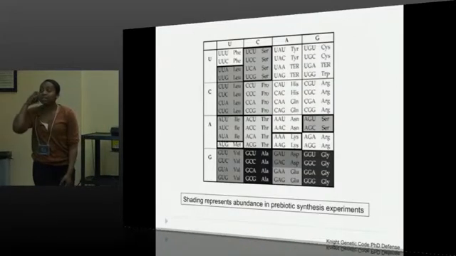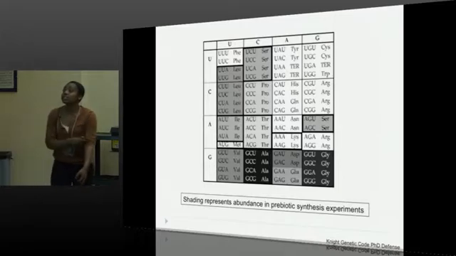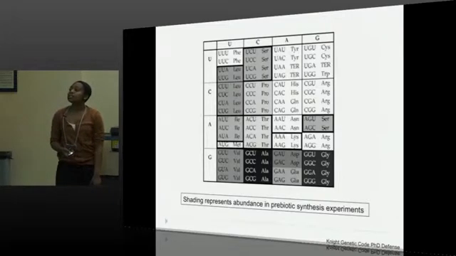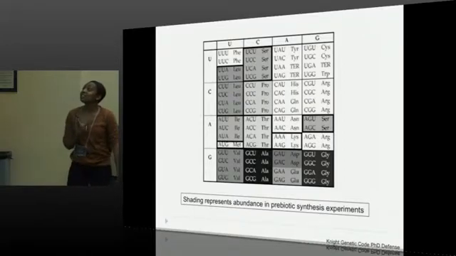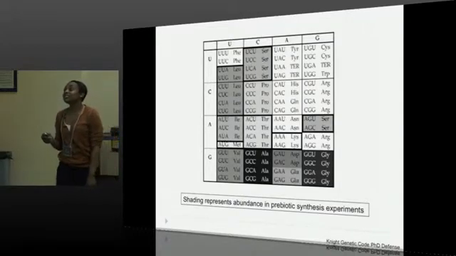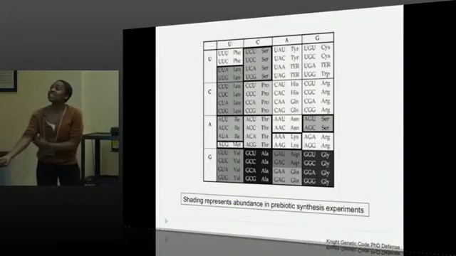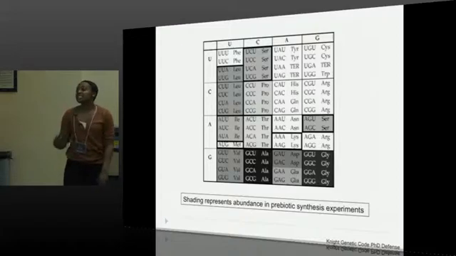So in terms of complexity, one of the references I'm using as a proxy is the abundance in certain prebiotic synthesis experiments. So here I just have a table of the genetic code where I have the codon on the left and the corresponding amino acid on the right. And the shading just corresponds with higher abundance in these experiments.